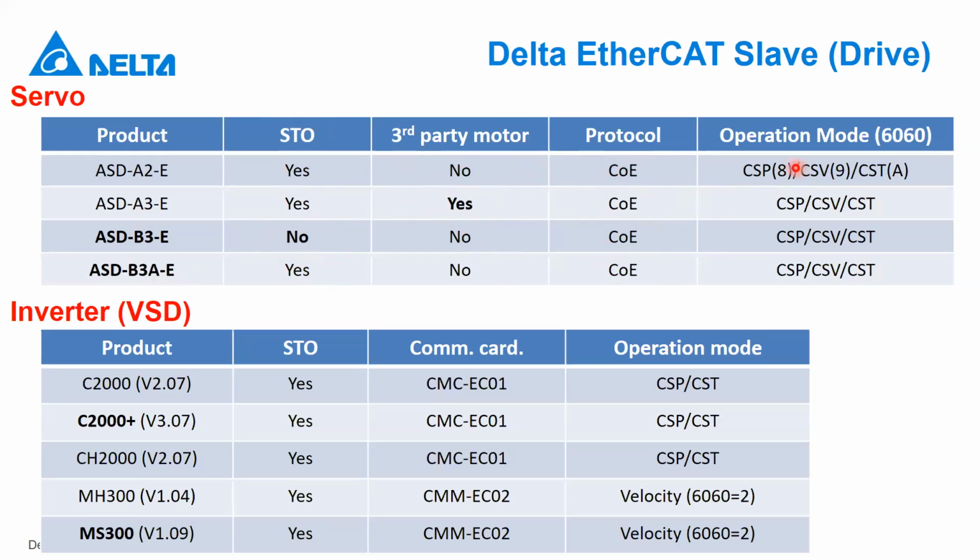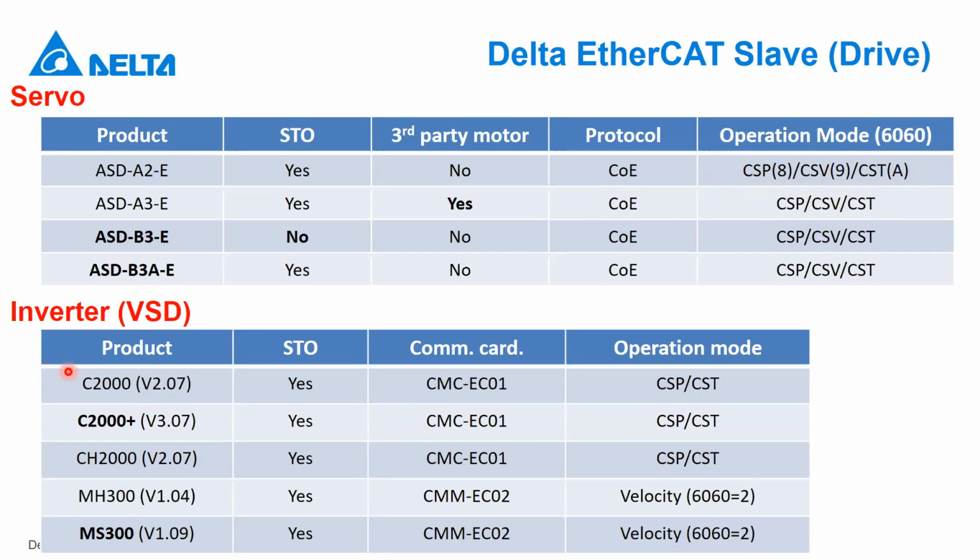Then come to the operation mode. This one is dictionary 6060. So if you are interested with this, you can Google and find this definition. So no matter which ASD series, EtherCAT series, it will support all the synchronization modes, like CSP, means cyclic synchronized position, velocity, and torque.